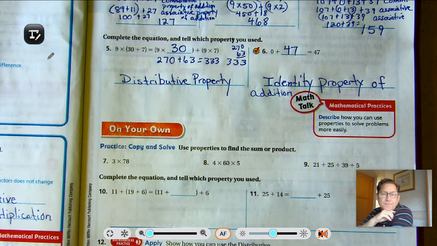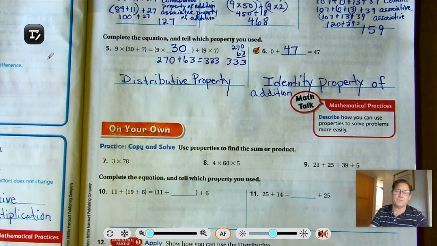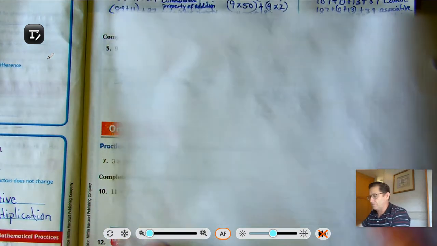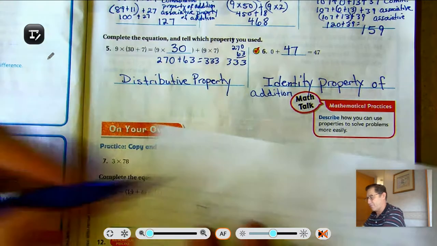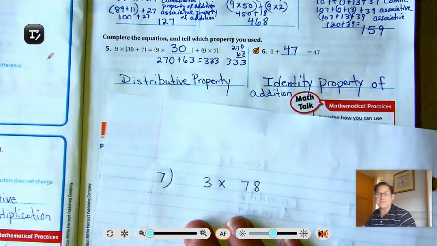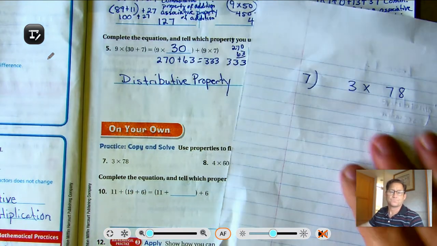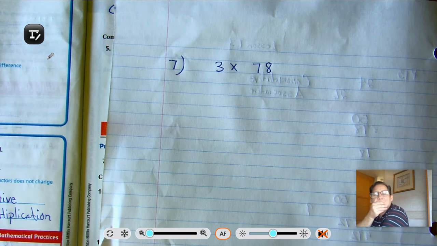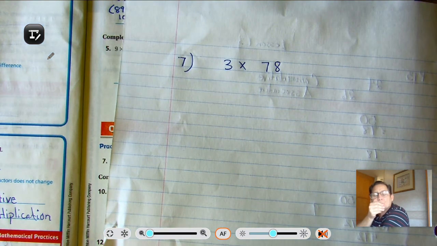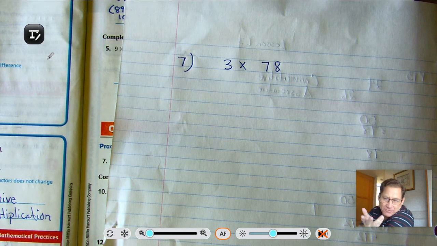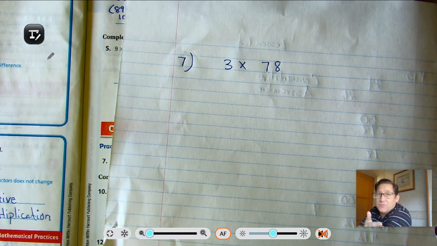All right, number 7. Copy and solve. Use properties to find the sum or the product. 3 times 78. Well, there are only 2 factors, so the commutative property is not going to really help me. The associative property wouldn't make sense. There is no identity property in that problem because we're not multiplying by 1. So the only property that's really available to make this problem simpler is the distributive property.